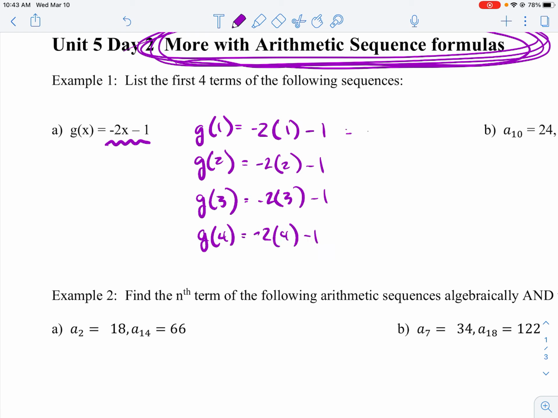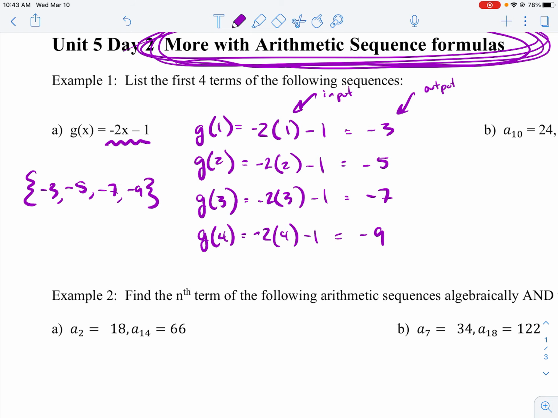So this is going to be negative 3. This is going to be negative 5, negative 7, and negative 9. As you can see, here's our input. This is our term in the sequence: our first term, second term, third term, fourth term. Those actual terms are our output from the equation here. So here's our first 4 terms. I'm going to put them in a list: negative 3, negative 5, negative 7, and negative 9.